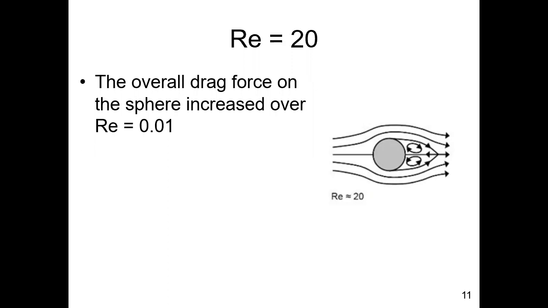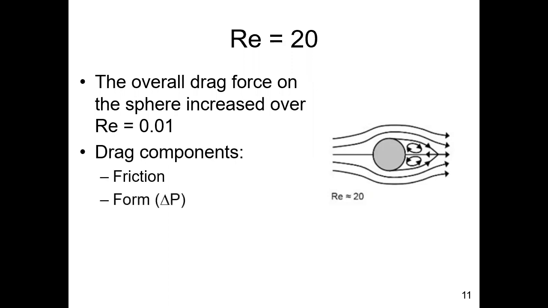In this case, we have a larger drag force. However, the drag now has two components. One is due to friction, where the boundary layer is running on the surface. But the other is what we call form drag. It's due to the difference in pressure from front to back.